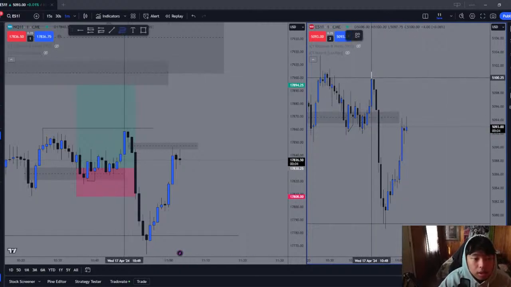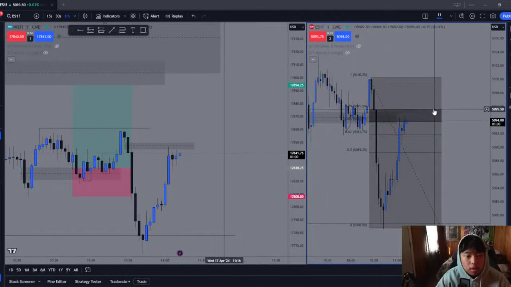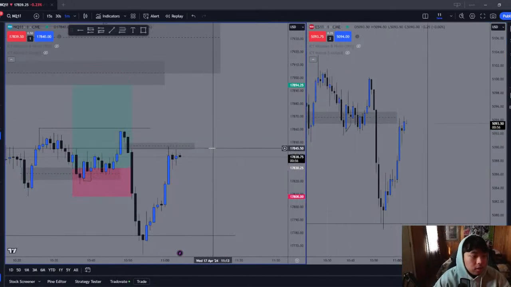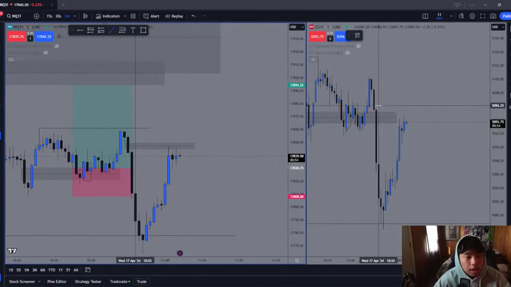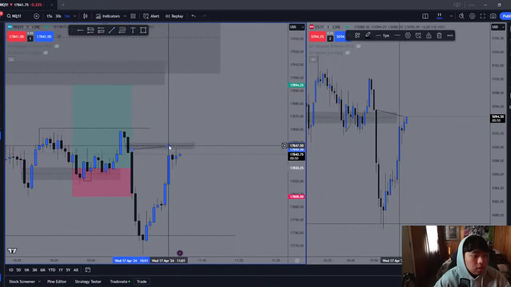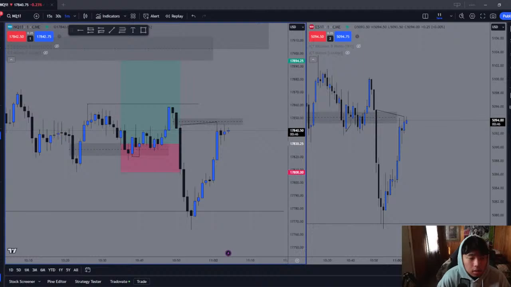We have bearish SMT now on ES and NQ at the moment. Pretty sure. Yeah, bearish SMT on ES. We'll see if this OTE level here holds. I said I want to see a 1 minute break of structure to the downside first.